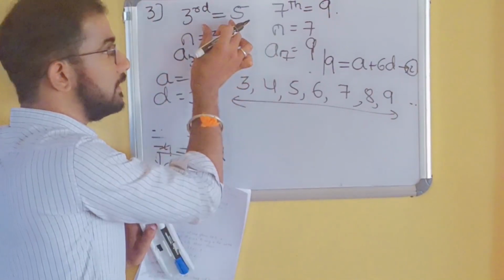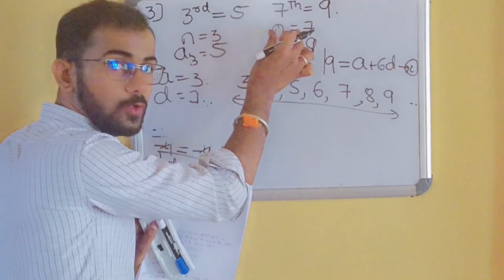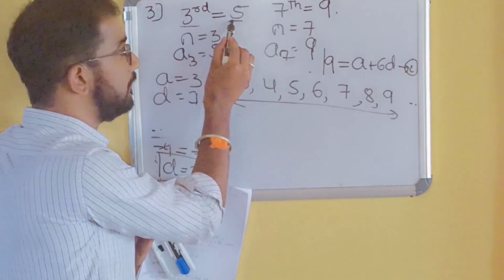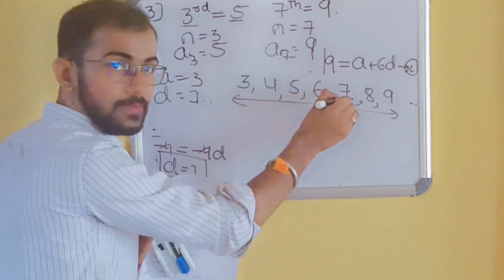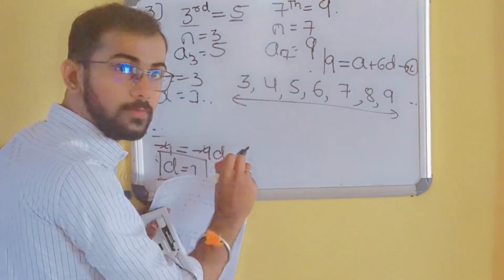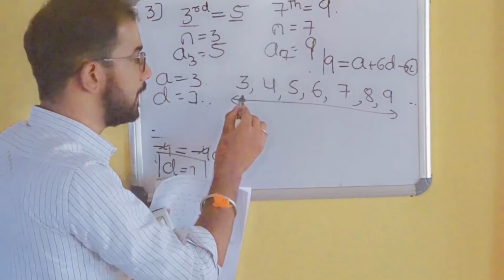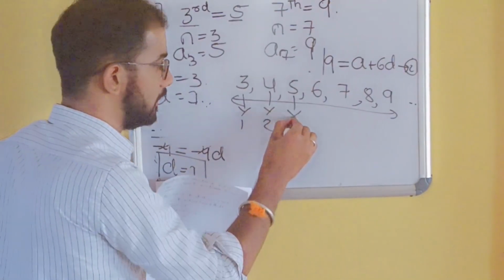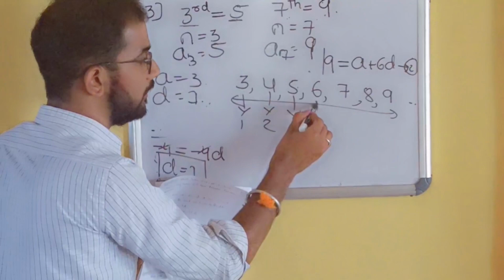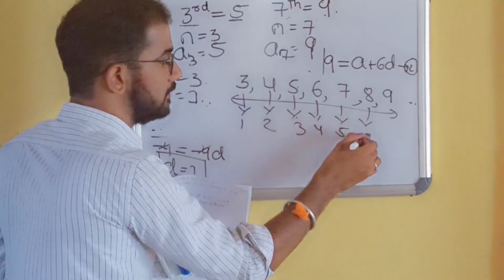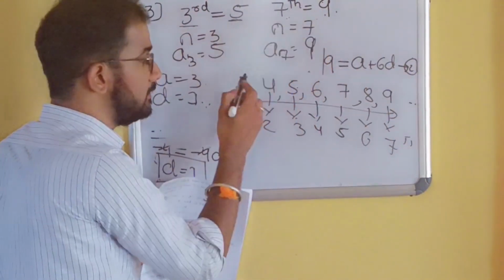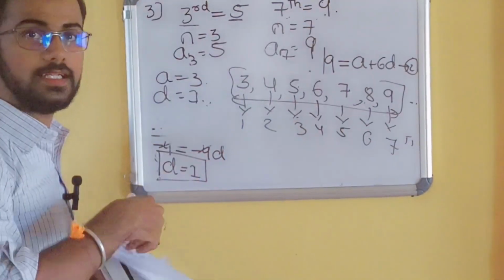Now check whether the given information is correct or not. Here the third term is given as 5. Check in the arithmetic progression we have created whether the third term is 5 or not. First term, second, third term. Yes, the third term is 5. And the seventh term is 9. Third, fourth term, fifth, sixth, seventh. Hence, the seventh term is 9. Hence, the required arithmetic progression is verified.